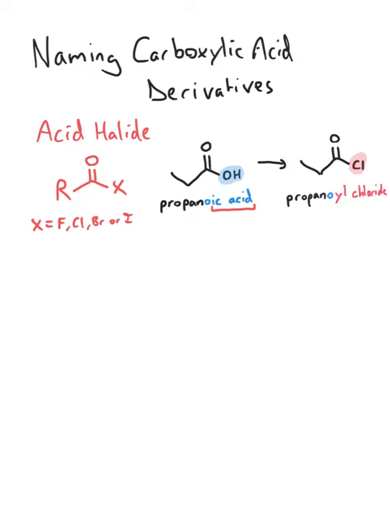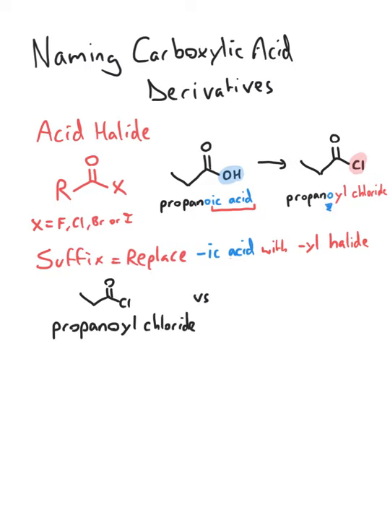So in this case, propanoyl chloride. Notice that the O of the -oic acid is important, as if we don't include that O, we end up with propanyl chloride, which of course is just a propyl group with a chloride. So that O is very important for acid halides.